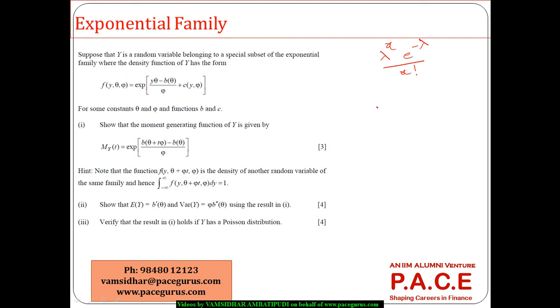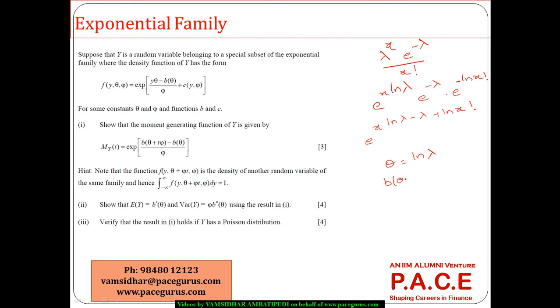E to the power of log lambda to the power x, which is nothing but x log lambda, right? This is anyhow e to the power of minus lambda, e to the power of minus log x factorial. Right, so this is what will happen. So now this entire thing is working out to e to the power of x log lambda minus lambda minus log x factorial. So now I can think of theta as log lambda.